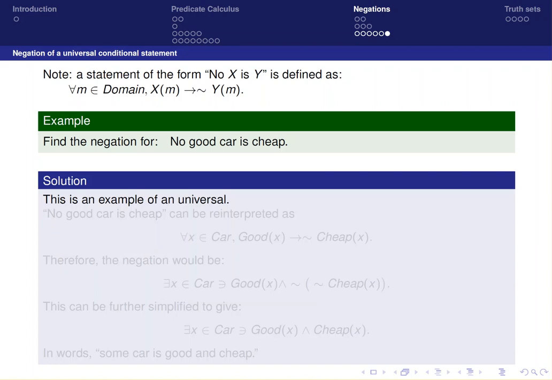Note that in your book, a statement of the form "no x is y" is defined as: for all x in the domain, x is m implies not y of x. So I can use that to my advantage to negate things like "no good car is cheap."